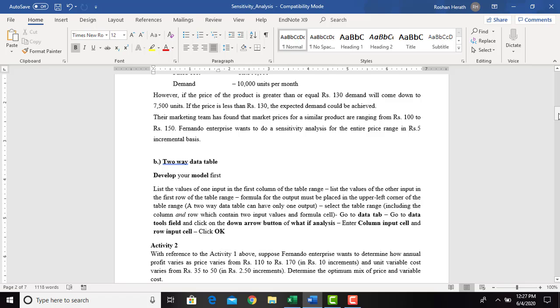As I explained earlier, in case of two-way data table, you can change 2 inputs. You can change 2 inputs simultaneously and you can see what is the effect that it has on the output.